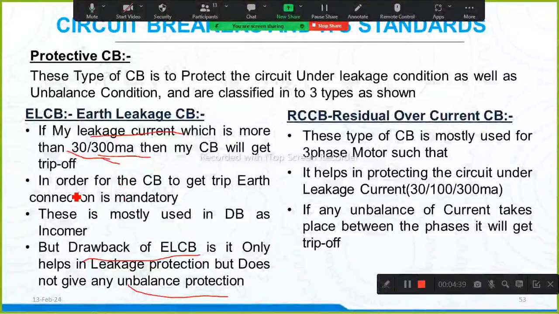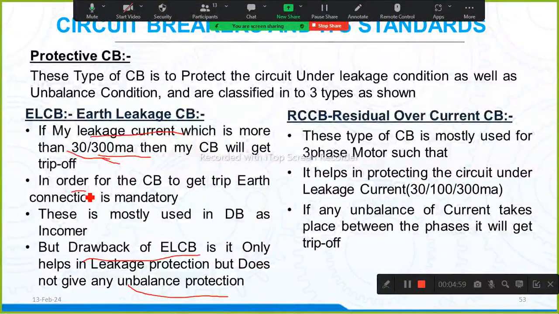If my leakage current is more than 30 or 300 milliamps, then the circuit breaker will trip off. But for the circuit breaker to trip, the incomer which you are providing needs RYB and earth, not neutral. Because if any leakage current comes back to that circuit breaker and is more than 30 or 300 milliamps, it will trip off. So this is mostly used in distribution boards as an incomer, but in the present scenario we are not using it.